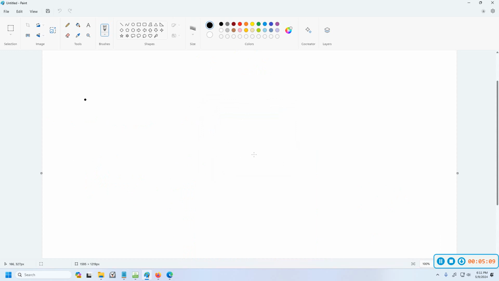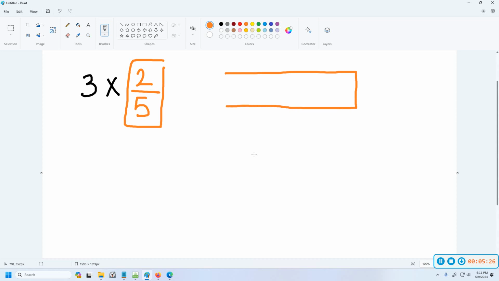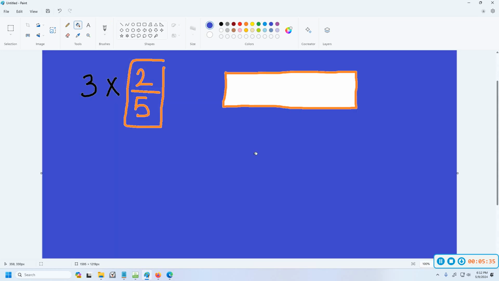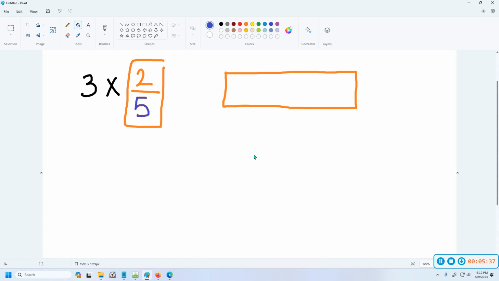All right, so let's say we have 3 times 2/5. So what does that mean? That means we have the fraction 2/5. So I'm going to draw a whole, and I'm going to partition it into fifths, because that's the denominator that tells me how the whole is partitioned.